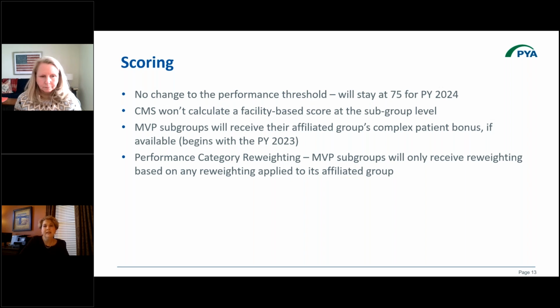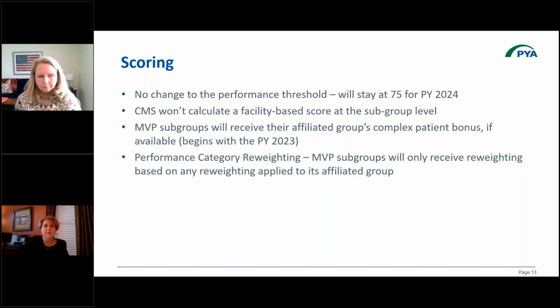MIPS subgroups will receive their affiliated group's complex patient bonus points, if any are available. Again, that's clarified in the 2024 rule, but applies to the 2023 scoring.